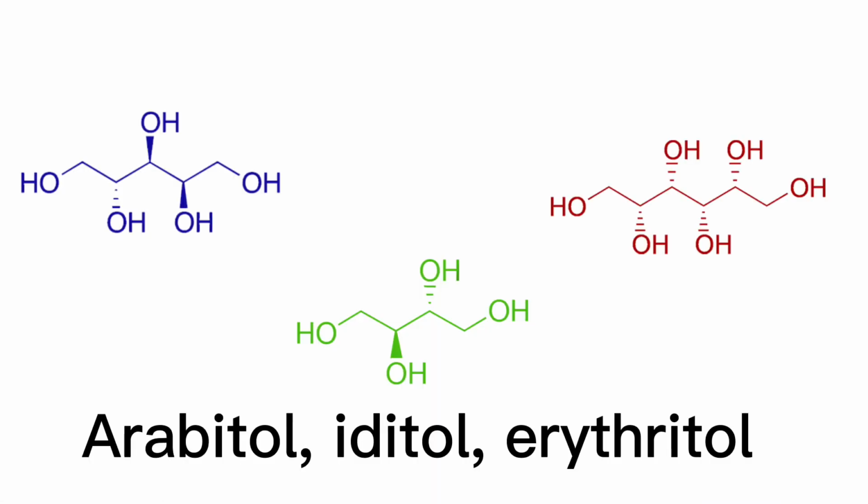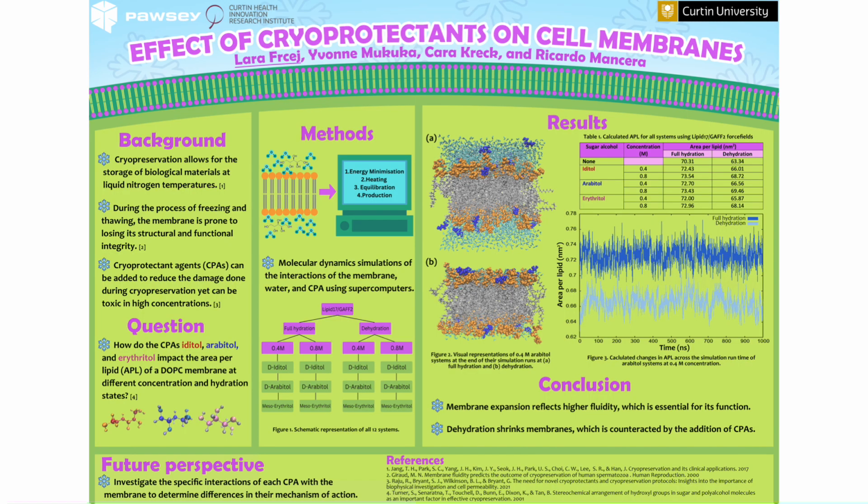Our specific question was, how do the cryoprotective agents arabitol, iditol, and erythritol impact the area per lipid of a membrane at different hydration and concentration states? To explain, area per lipid refers to the space that a single lipid takes up in the membrane. What we aim for is to have the area per lipid be relatively large enough to support membrane fluidity before cryopreservation, so that it can maintain its functionality.